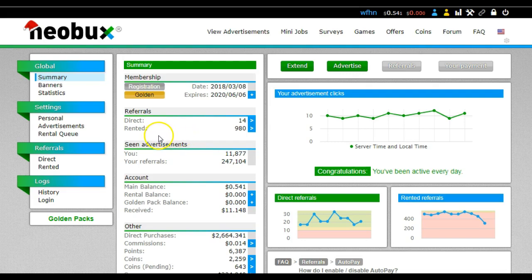What happens on Neobux then is if there are people who are not allocated to a team, then they are provided as an option for you to rent. So you can build a very, very big team on Neobux through using the rented referral option. As you can see here, I currently have 980 rented referrals and just 14 direct referrals. But in total that means I have a team of almost 1,000 people. So I am currently earning from almost 1,000 people on my Neobux account.